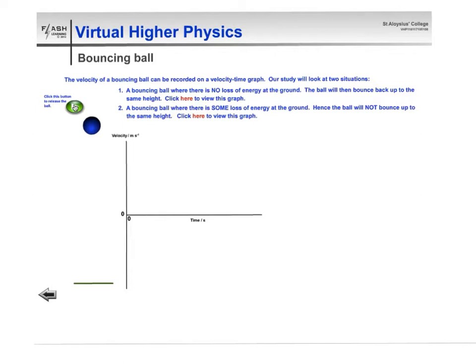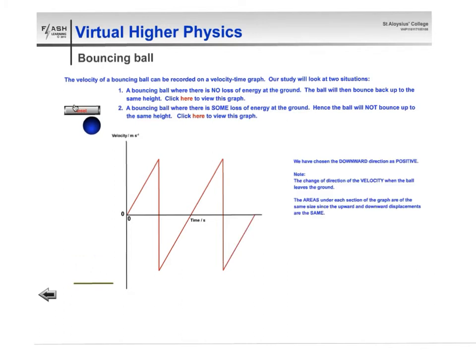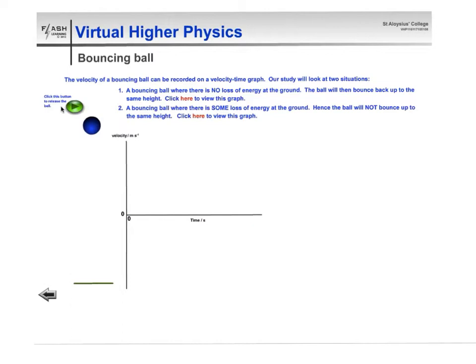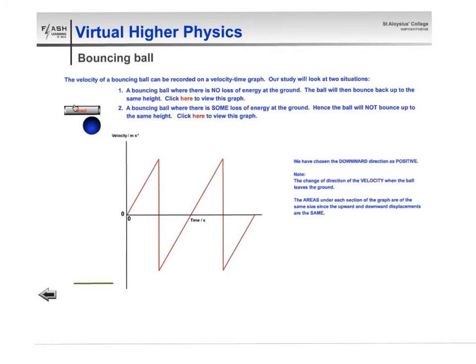Right, so we can see the ball being dropped, and the graph is produced at the same time. So it bounces once, bounces a second time, and back to the original position. It shows you two different versions of the graph. The first one is where there's no energy lost. We'll just discuss that one first. So points that we can note on the graph.